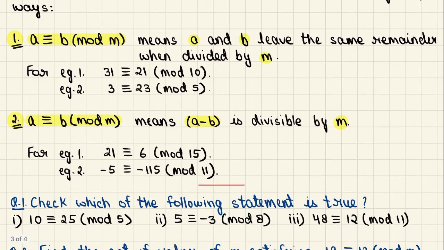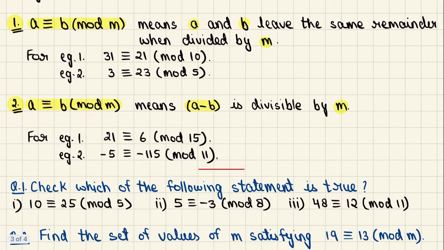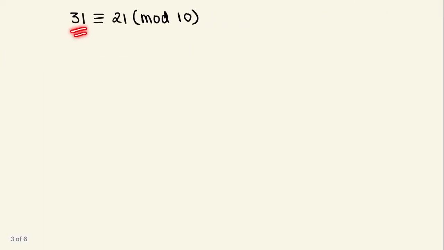Okay, let us see how we can understand the same definition in different ways. The same thing can be understood in the other way: a is congruent to b mod m means a and b leave the same remainder when divided by m. Let us check by certain examples. 31 is congruent to 21 mod 10. Let us check whether it is true or not.